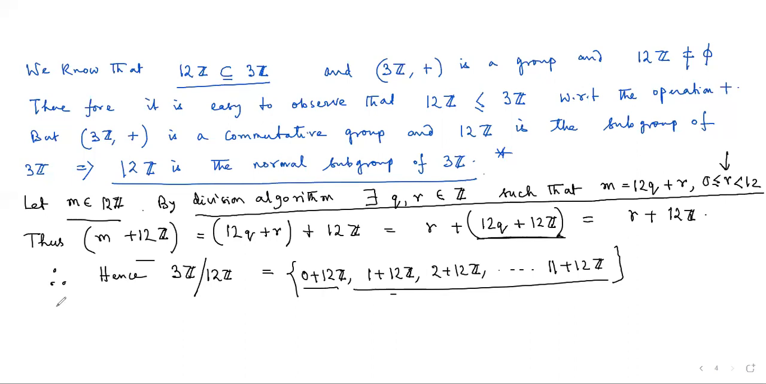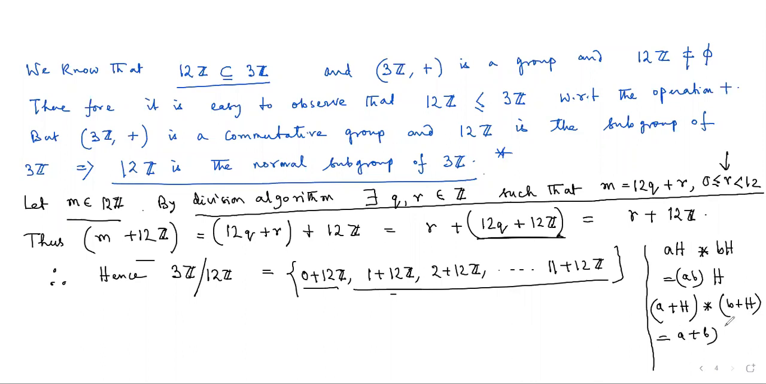And the operation star, what is the operation of the quotient group? If you recall from my previous class, AH star BH is equal to ABH. So if I take the left cosets to be of the form A plus H and B plus H, with respect to this notation, this composition gives you A plus B plus H. Now you can form your Cayley table very easily.